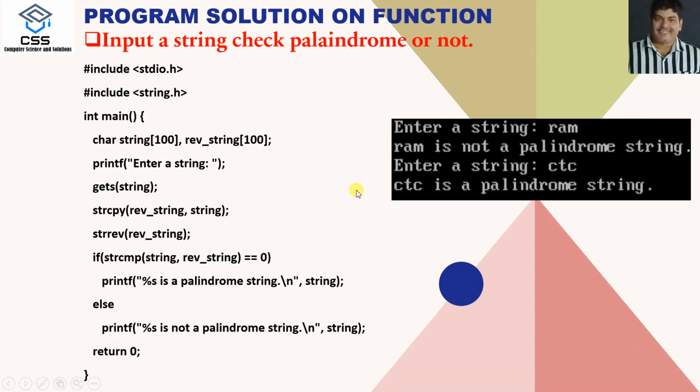Next comes the second program, to check whether a string is a palindrome or not. We have taken string as a variable and reverse string as another variable, not predefined. 100 is the dimension. What is a palindrome? If the entered value and the reverse value are the same, it is a palindrome string. For example, if you enter RAM, the reverse is MAR, not equal, so not a palindrome. But if you enter CTC, by reversing, meaning if you read from right to left, it becomes CTC. CTC is a palindrome. Means the normal string and the reverse string are the same.